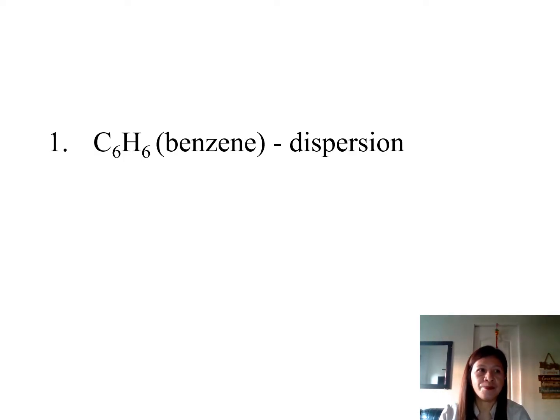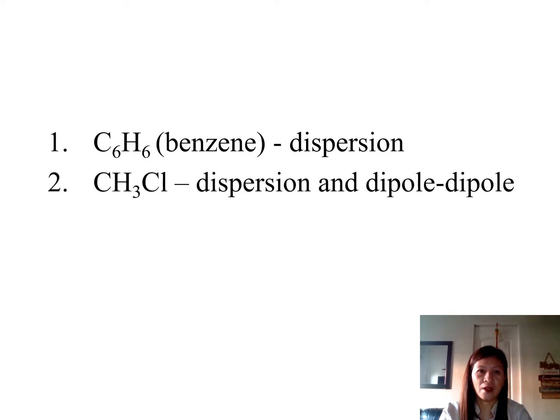Polarizability is the ease to distort a molecule. So nonpolar molecules are highly polarizable. That's why dispersion, which is also the weakest of all the intermolecular forces, exists between the molecules. Chloromethane or methyl chloride is a polar molecule.